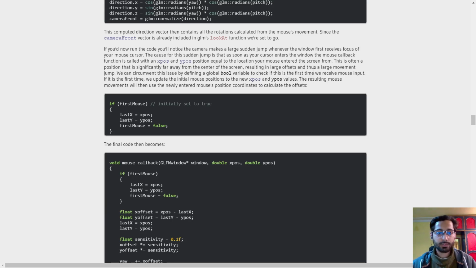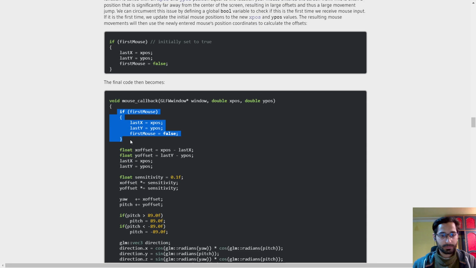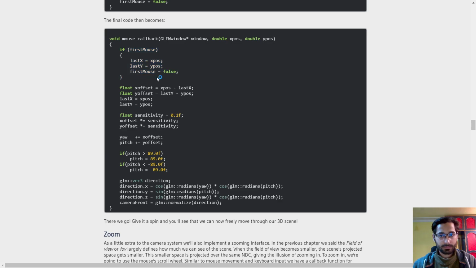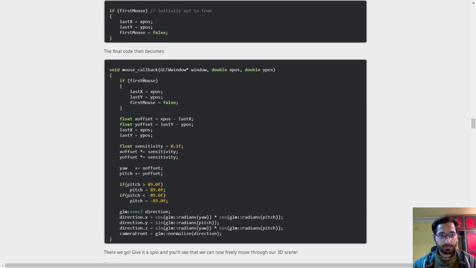We can circumvent this issue by defining a global boolean to check if this is the first time we receive input. If so, we update the initial mouse position to the new position, and the resulting mouse movement will then use the newly entered mouse position. Okay, this is fine. We just do this, and then the rest of the stuff will be the same.